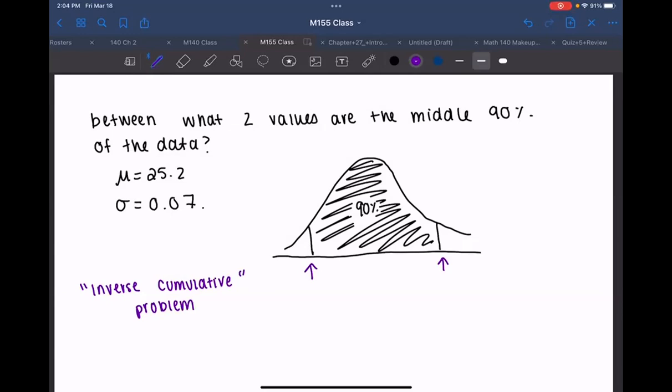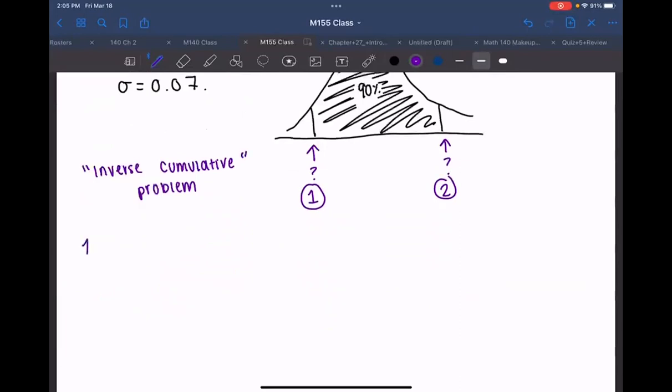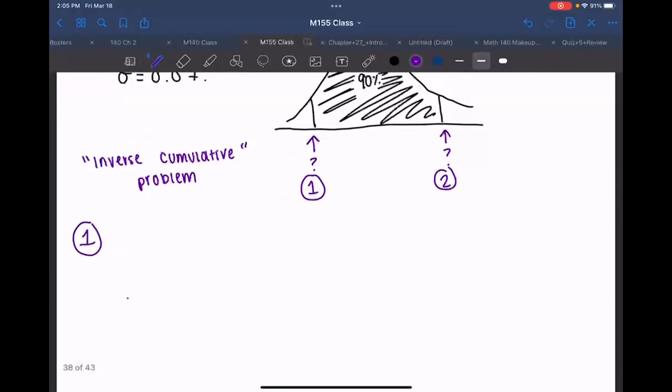Now, the main question is, what are these X values? Minitab's not going to be able to spit out two X values. So I think what we should do is first find the lower one, and later on we'll find the other one. First we'll find the left one, then we'll find the right one. So let's find the leftmost value. If I draw my normal distribution and isolate the left one, it'd be this value here.